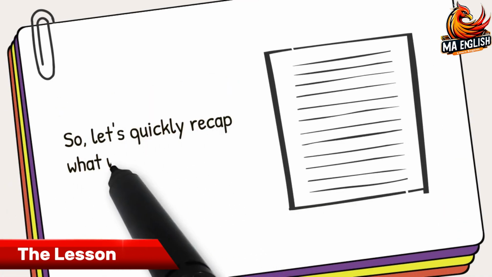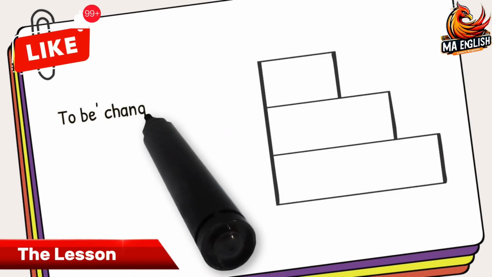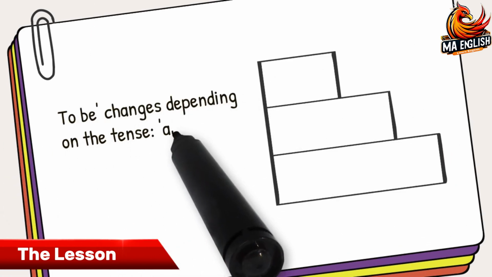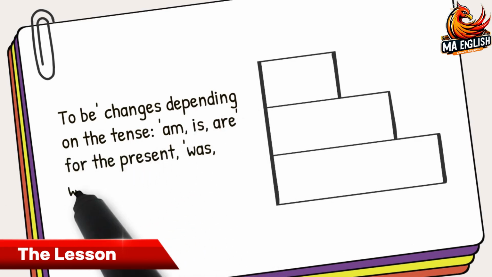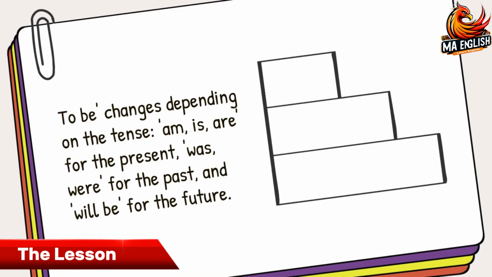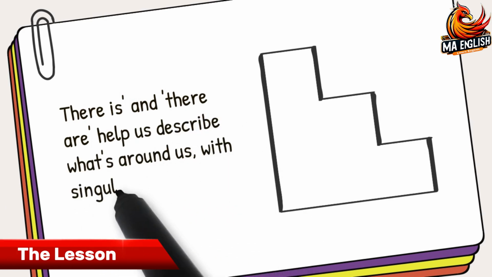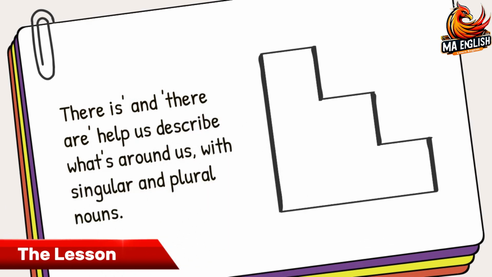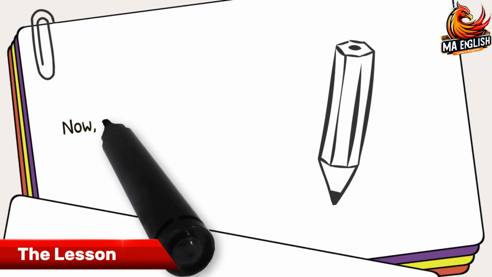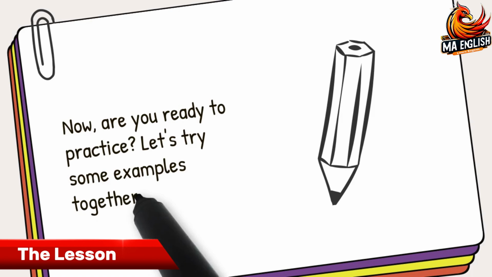So, let's quickly recap what we've learned today. To be changes depending on the tense: am, is, are for the present, was, were for the past, and will be for the future. There is and there are help us describe what's around us with singular and plural nouns. Now, are you ready to practice? Let's try some examples together.